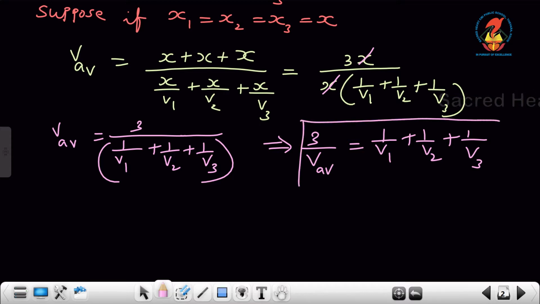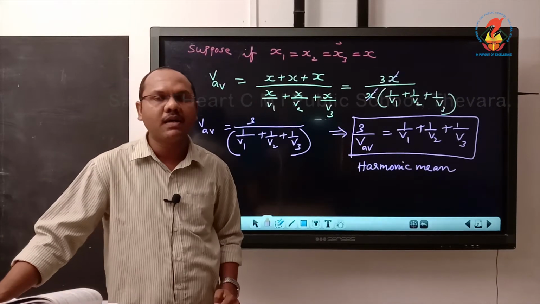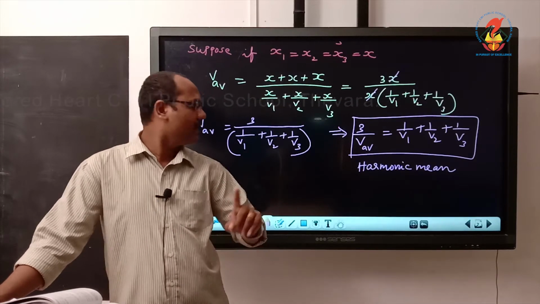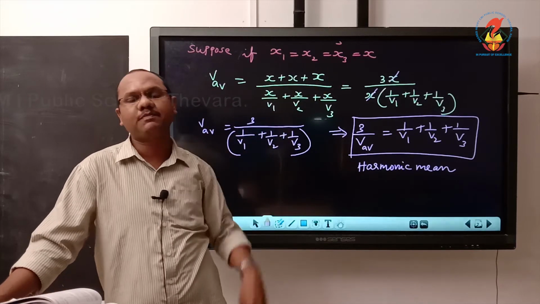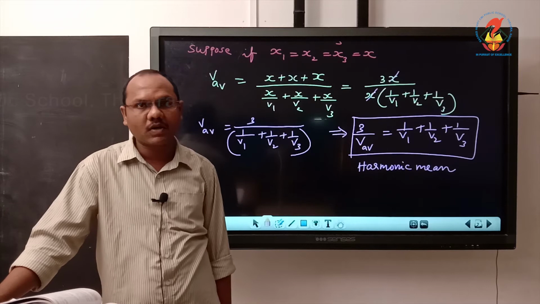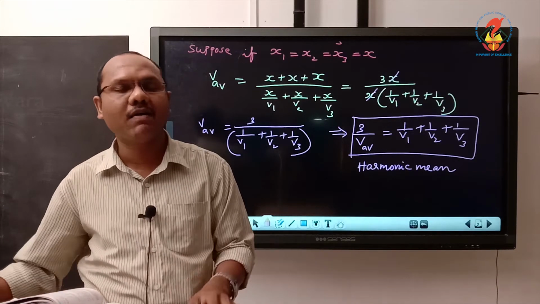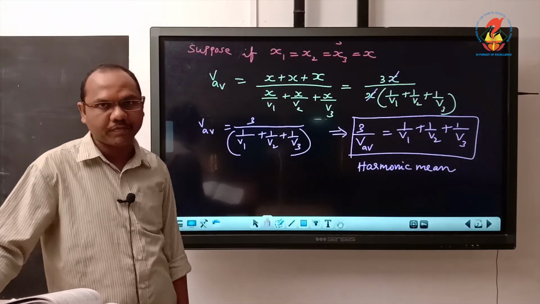This is called harmonic mean. So when will we take harmonic mean? Harmonic mean is taken when the distance traveled by the body is the same and distance and speed are given. If the distance traveled by the body is the same and if they have given the distance and the speed, then you will go for harmonic mean.